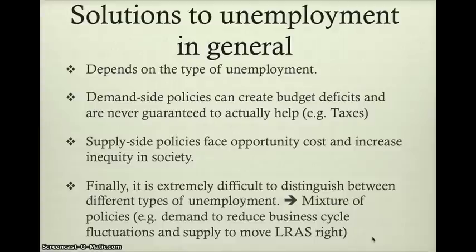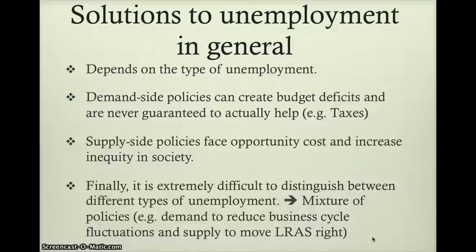solutions to unemployment can create budget deficits and are never actually guaranteed to help. For example, consider reducing taxes. People might decide to use their extra disposable income to actually save rather than spend, so it might not increase aggregate demand. And also supply-side policy solutions face opportunity cost and it might increase inequity in society if deregulation is the measure taken. And finally, it is actually extremely difficult to distinguish between the different types of unemployment.